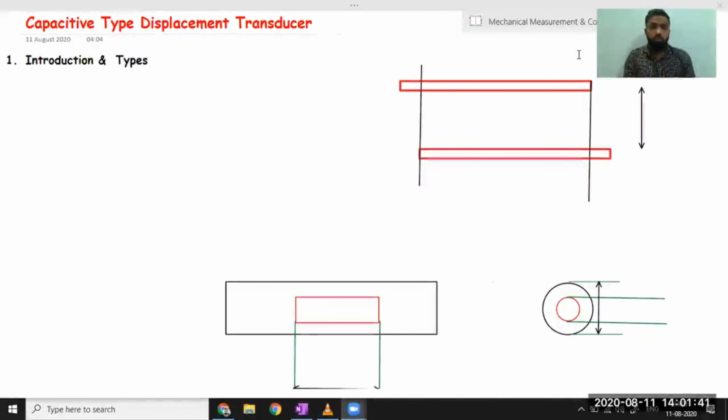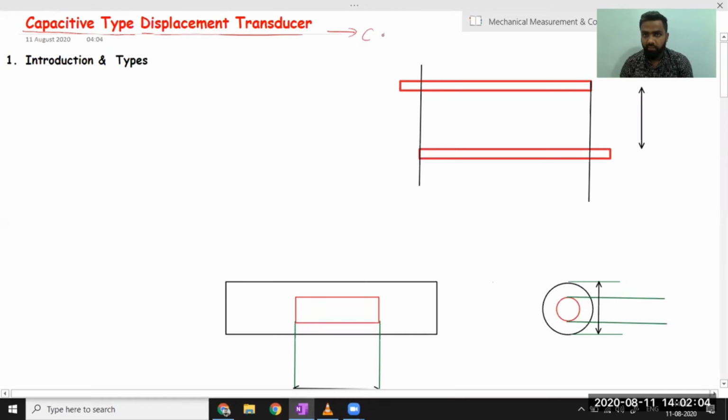Hello, we are going to study the capacitive type of displacement transducer. What is the function of a capacitive type of displacement transducer? It will measure the displacement and convert it into some kind of capacitance. So if you want to learn about a displacement transducer of capacitance type, first of all, you should know what you mean by capacitance.